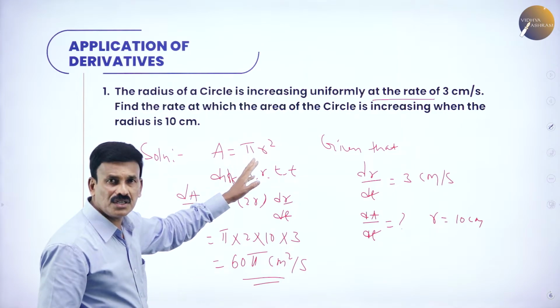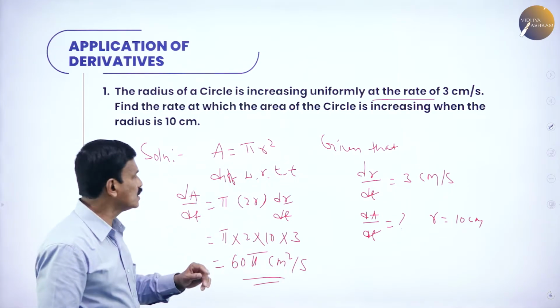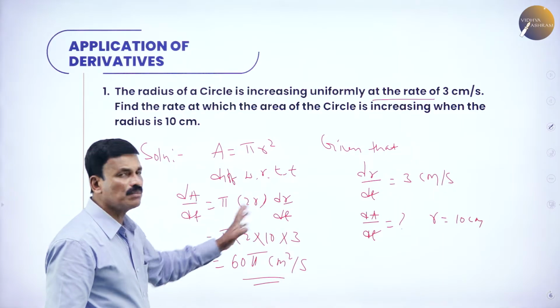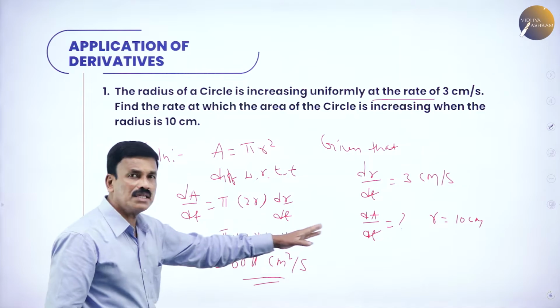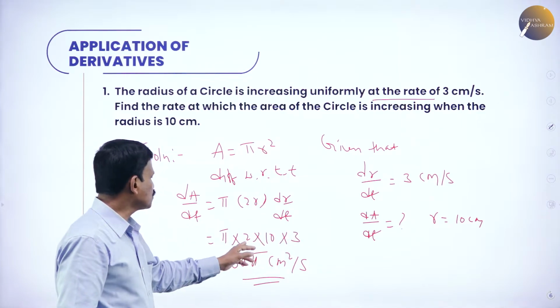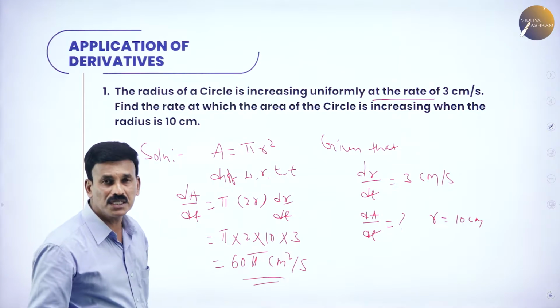Substitute the value of area. What is area? Area of a circle is pi r square. Differentiate with respect to t. So, pi into 2r dr by dt. Pi into 2 into, what is r? 10. What is dr by dt? 3. So, 10 into 2 is 20, into 3, 60 pi centimeter square per second. Very simple, right? Hope you followed.